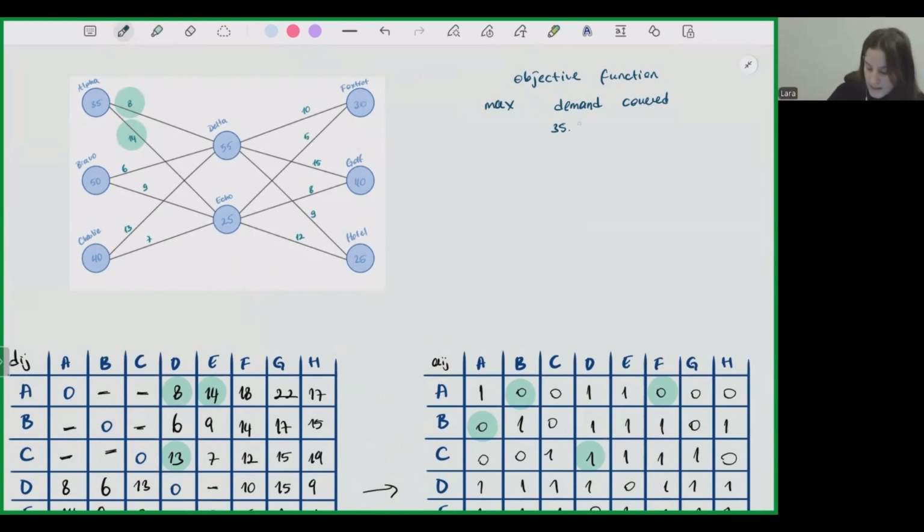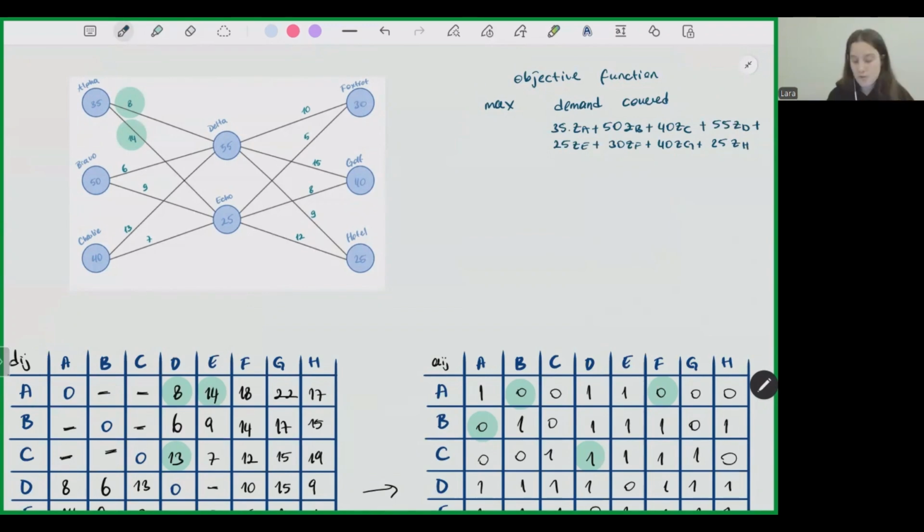So I'm going to write 35ZA plus 50ZB plus 40ZC. So I'm going to multiply all the demands with the binary variable, which tells whether it is covered or not. And then 55ZD plus 25ZE plus 30ZF plus 40ZG plus 25ZH. So this is going to be our objective function.